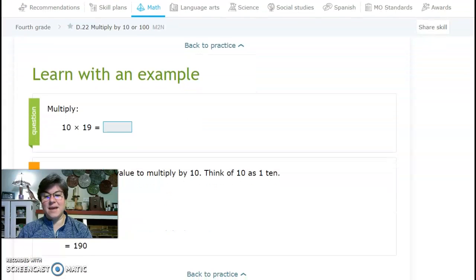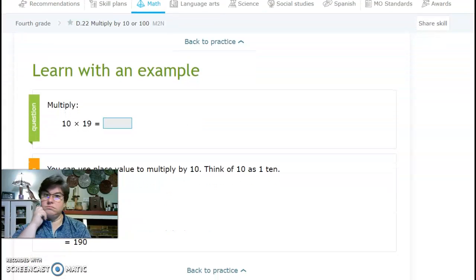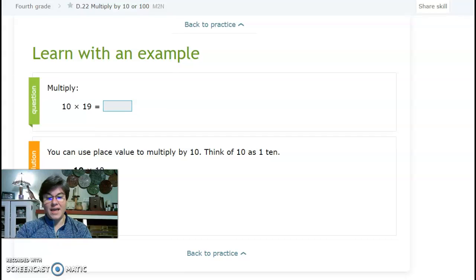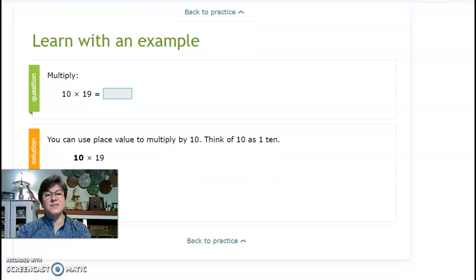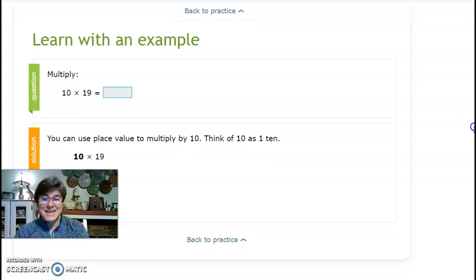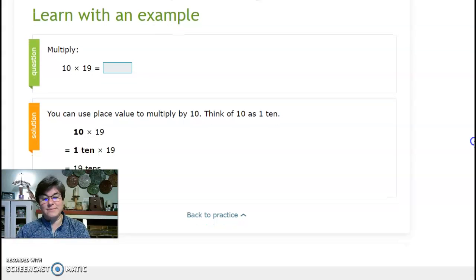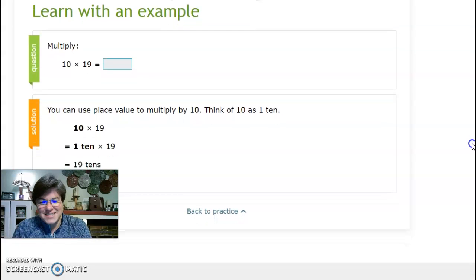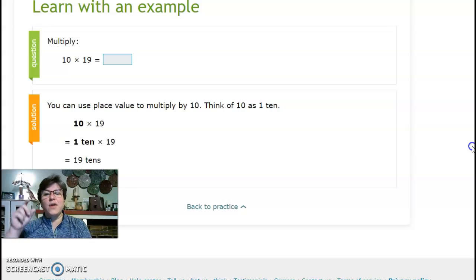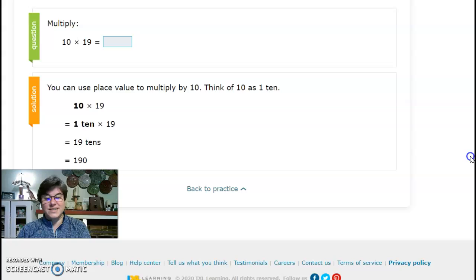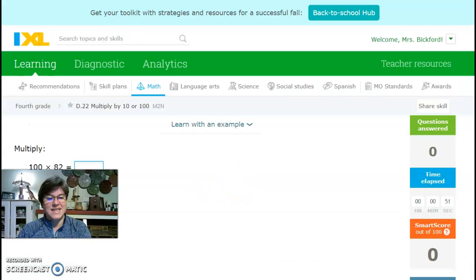I can use this learn with an example if I get stuck. And it says that I'm going to multiply 10 times 19. I can multiply it by thinking of 10 as 1 ten. So I'm not doing 10 times 19, it's 1 ten times 19. Well, that's 19 tens. And then I replace and rename the tens with my placeholder 0. And I get 190. Let's see if you can practice that too.